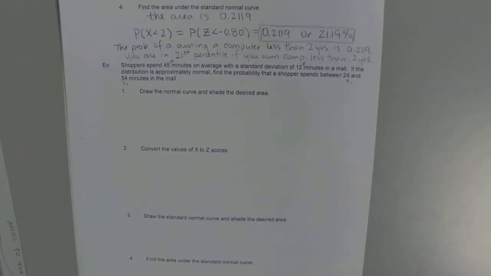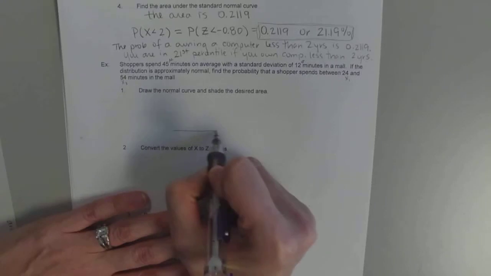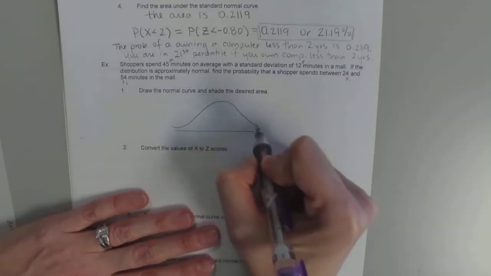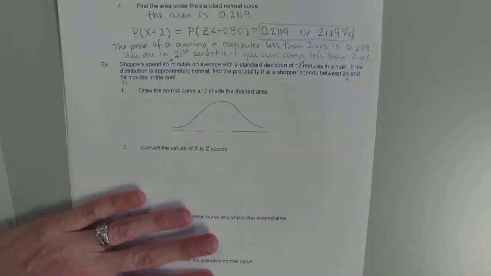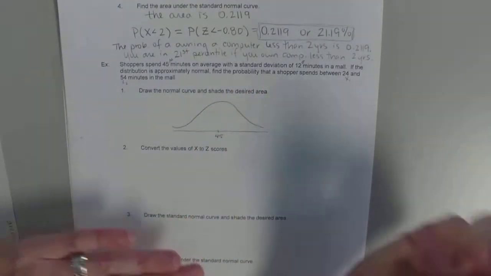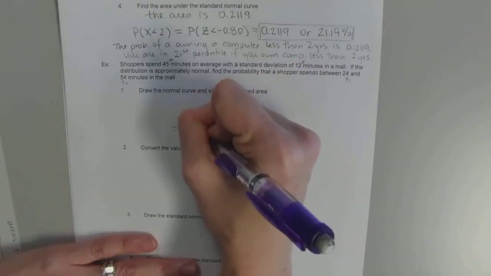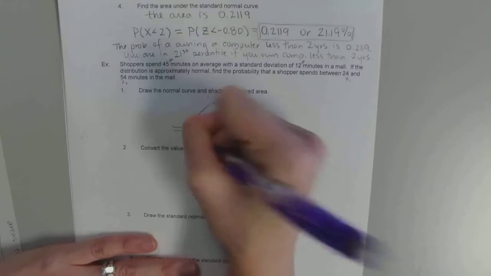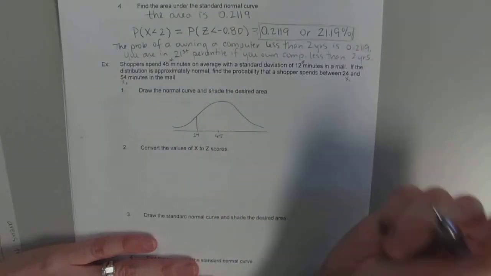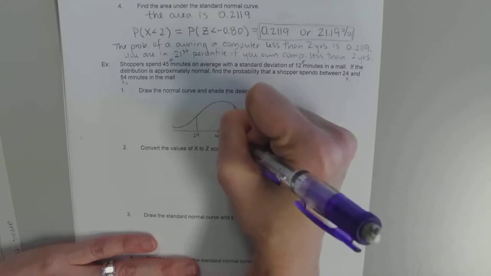So what we're going to do is draw the normal curve first. Remember, the normal curve is your everyday real-life situation and values, okay? Your normal curve is always centered at the mean, which in this case is 45. And we want to label 24 and 54. Where would 24 be on here? On the left, and pretty far on the left, right? And where would 54 be? On the right. A little bit closer to 45 than 24, you know.